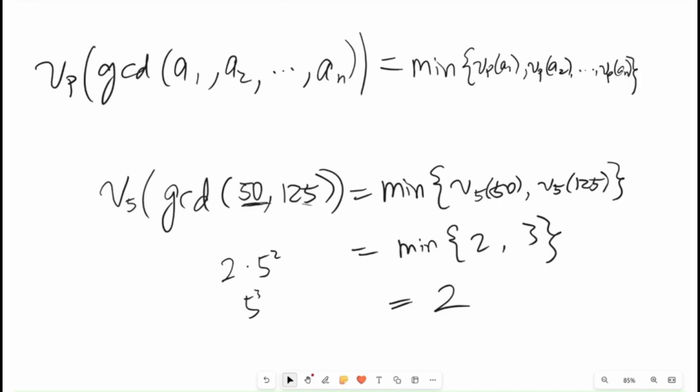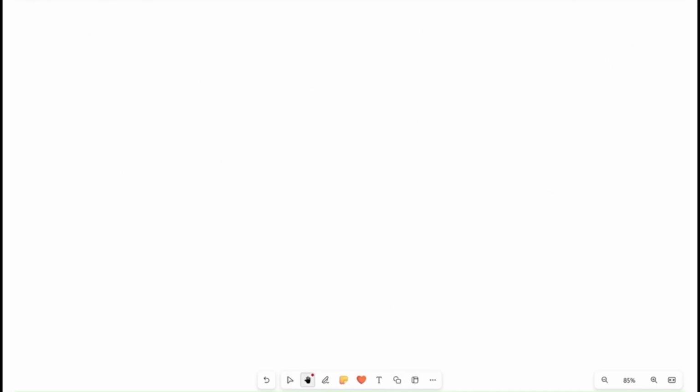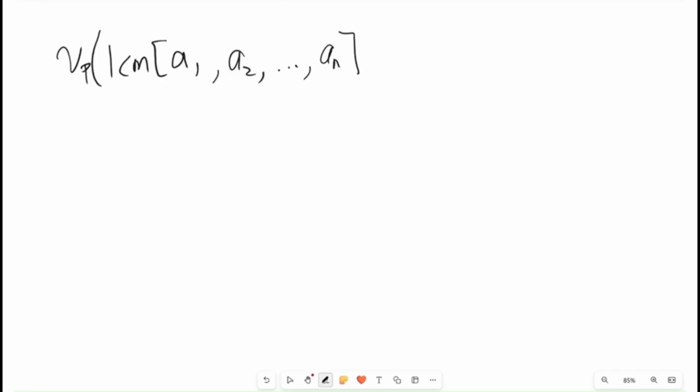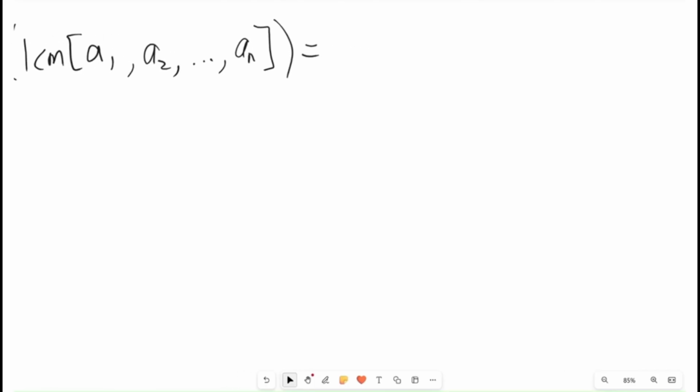So let's move on to the third proposition. This proposition is very similar to the previous one. It's just the same exact thing, except you're using the least common multiple. And so let's just write it out. Except we're using the LCM, and the right-hand side is the maximum value across all the Vp's.